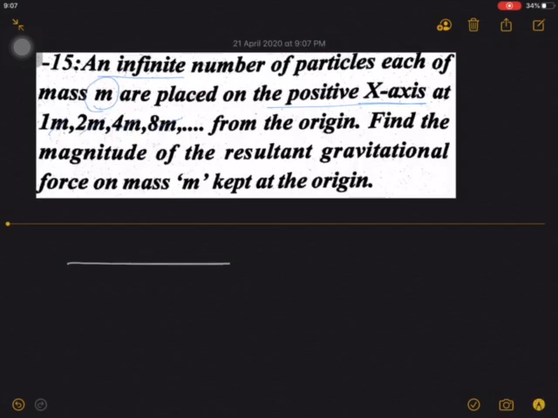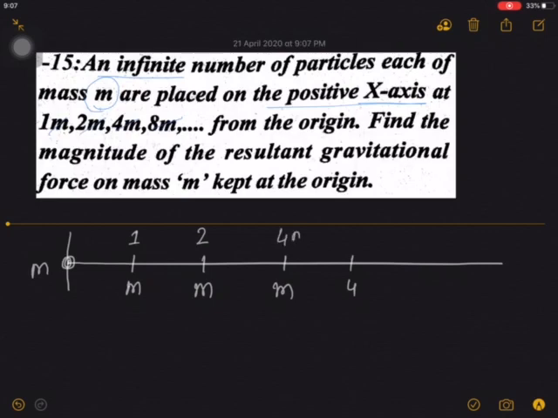Let's see this question here. An infinite number of particles, each of mass m. So we are taking the x and y coordinate axes. At the origin there is a mass m, and at 1 meter one mass, another at 2 meter, then 4 meter, and so on, 8 meter and so on, like that it is going on.